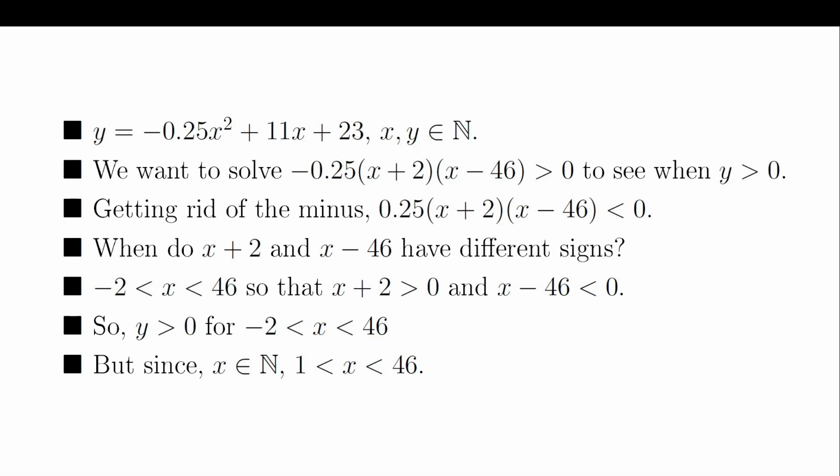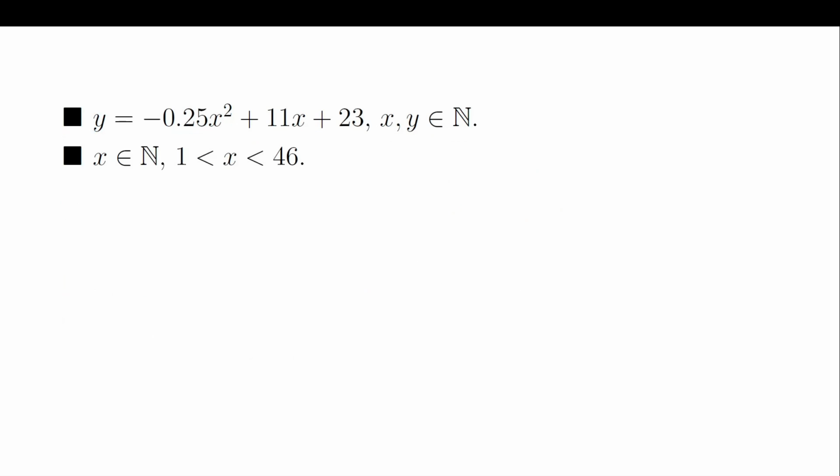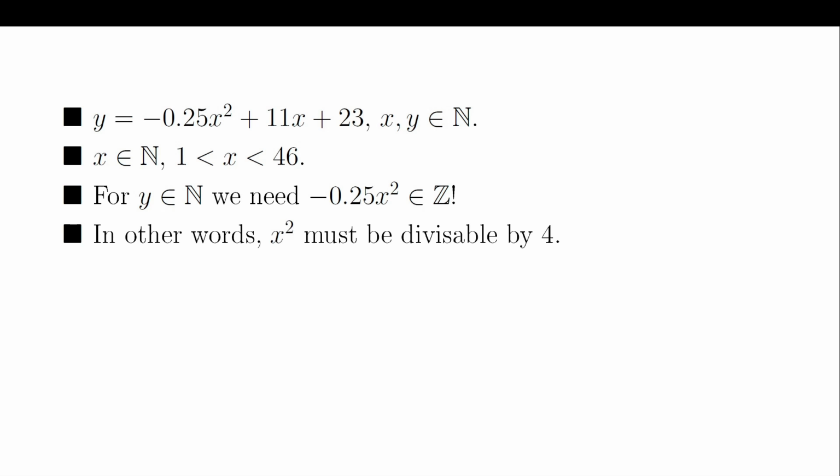Let's clean up a bit and see where we are. Starting from the problem formulation, we've arrived to the fact that x is bound between 1 and 46. The next key observation is that for y to be natural, we need -1/4 x squared to be integer. In other words, x squared must be divisible by 4. This only occurs when x is even.